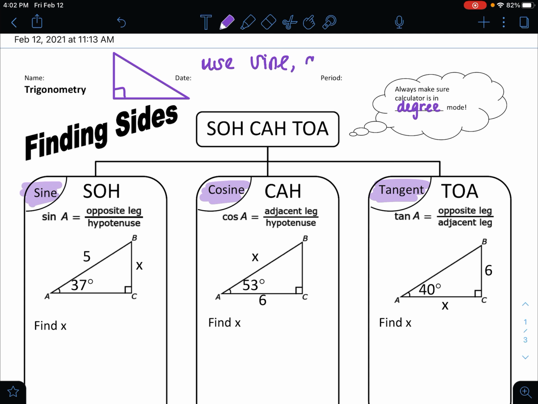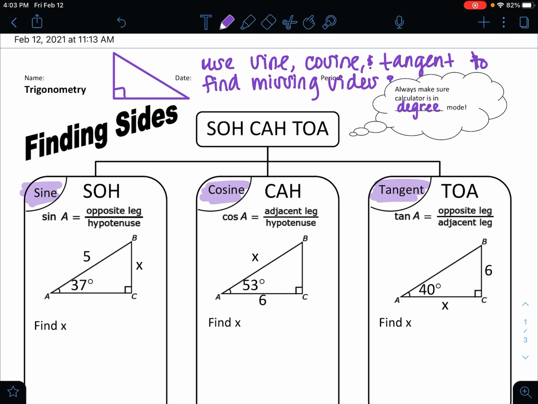So we use sine, cosine, and tangent to find missing sides and angles of right triangles. So that's the purpose. And sine, we shorten to SIN. No, we do not call it sin. Nobody calls it sin. Well, people that know what they're doing don't call it sin. Cosine, which is shortened to COS, and tangent, which is shortened to TAN. So that's where we get those from.